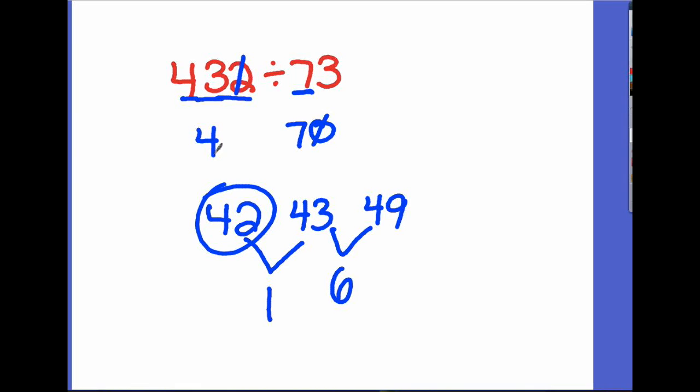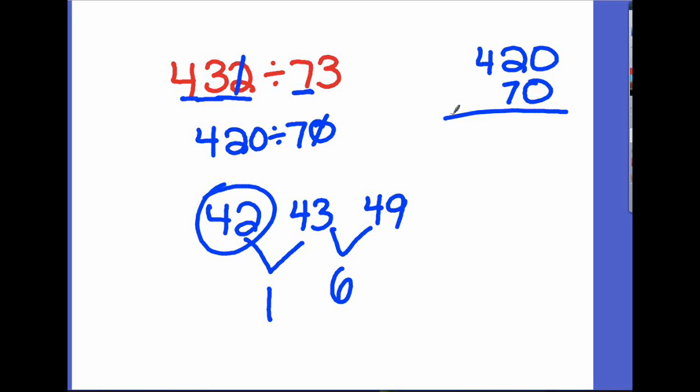420 divided by 70. And the fastest way to do division, remember you stack the numbers. I have 2 zeros. I can cross them out. And then 42 divided by 7 is 6. So the estimate for 432 divided by 73 would be 6.